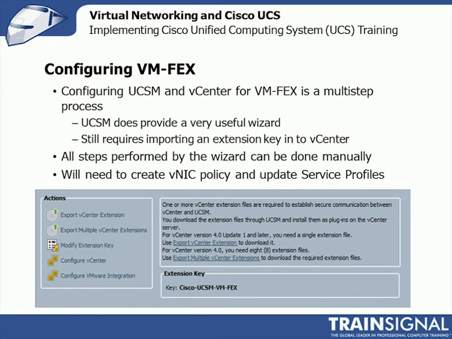And the way you do it is for pretty much anything 4.0 Update 1 and later, you download a single file. It's an XML file. Then I go to vCenter, go to plugins, and say add new plugin and point it at the XML file. And that's all you do. For versions 4.0, there's like 8 extension files, but 4.0 Update 1 and later, they consolidate those to a single. But I'll show you this. The wizard's pretty simple. And again, you'll need to create VNIC policies and update your service profiles if you've already deployed those.